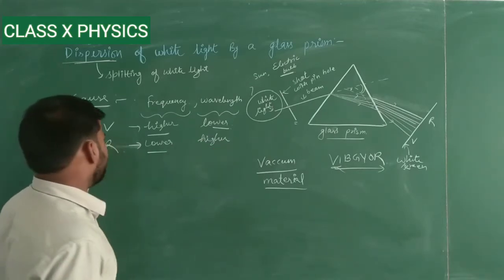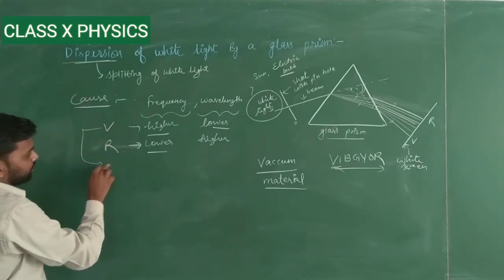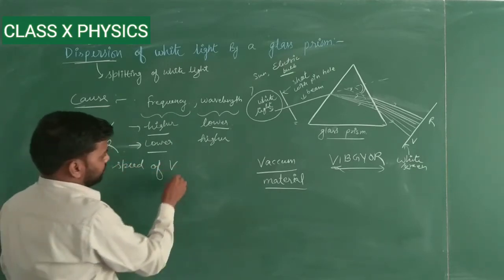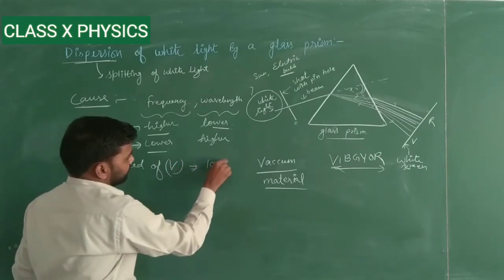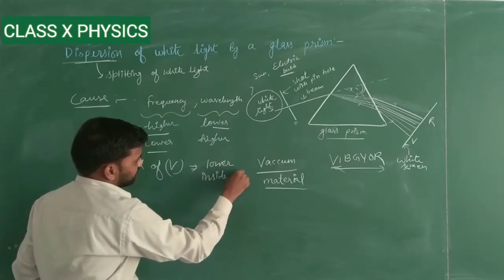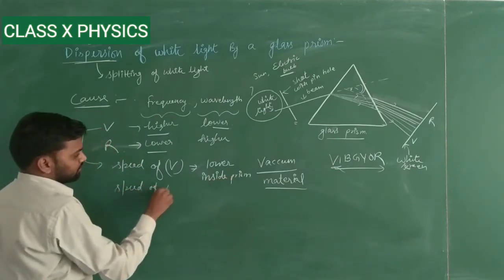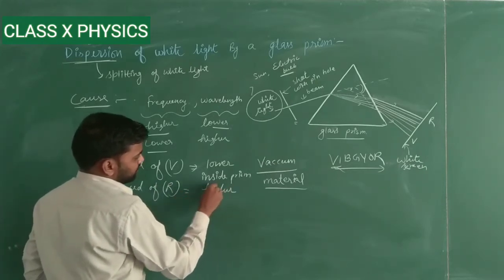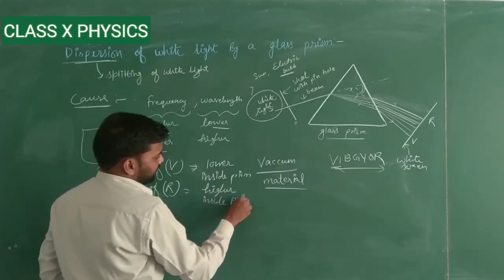Okay students, here we can also conclude that the velocity or the speed of violet color will be lower inside the prism, and the speed of red color will be higher inside the prism. Now what is the meaning of this?